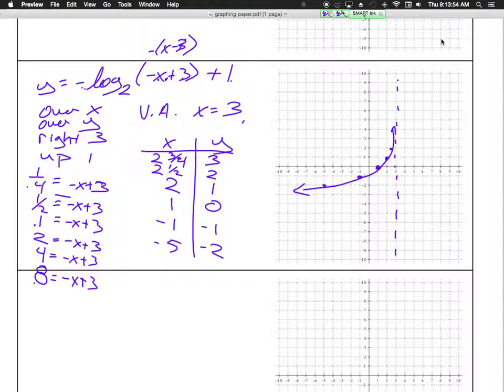And I forgot to do it again on the last one, but what's my domain of this function? Negative infinity to 3, because my left is negative infinity, my right would be 3. All right, one more.